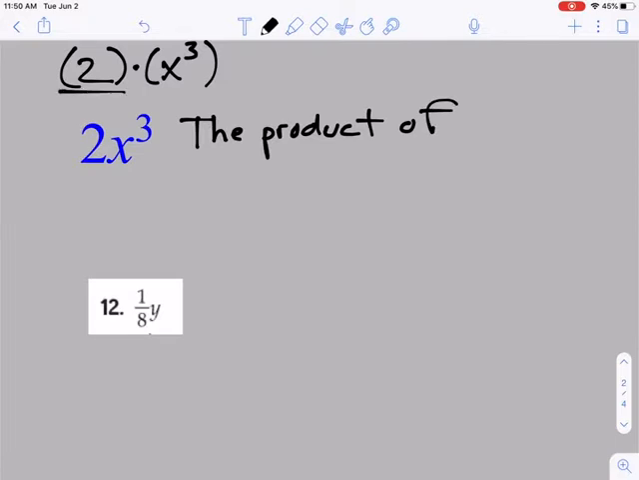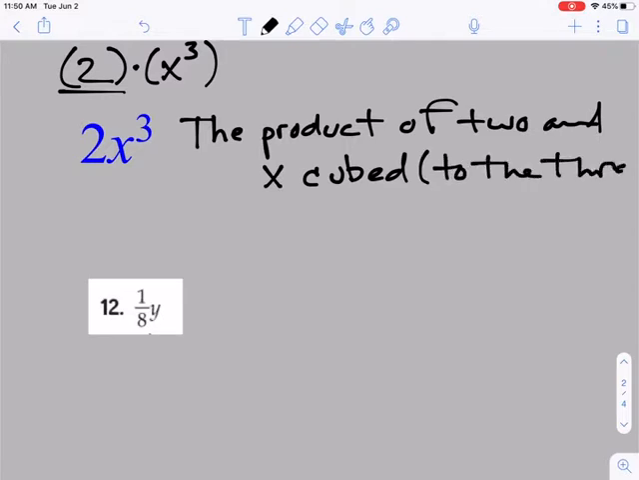So its first part is 2, right? The product of 2 and... So you could say this as x cubed, you could say x to the third power, you could say a number to the third power. A lot of times they'll say a number, they won't necessarily say the name of the variable, and whenever you see that, that means they're talking about whatever the variable is. So we'll just say the product of 2 and x cubed, all right? And if you're not sure what that means, it is to the third power. That's what cubed means.